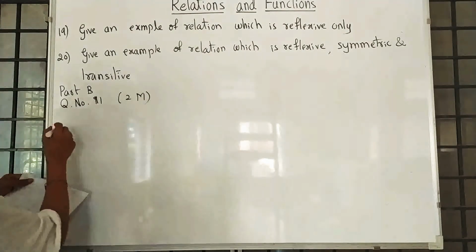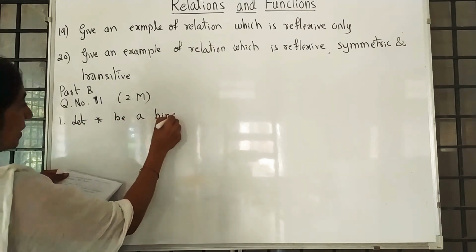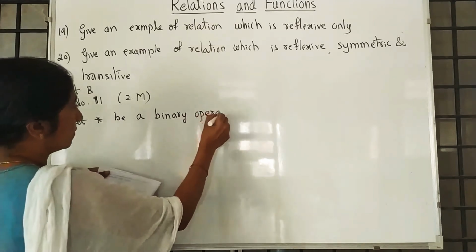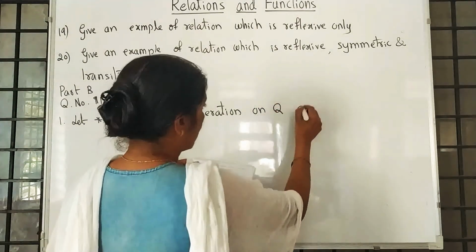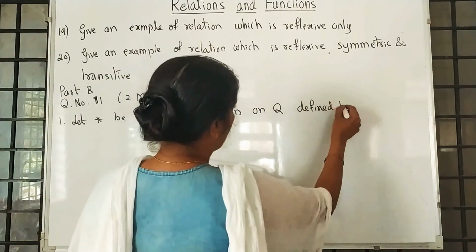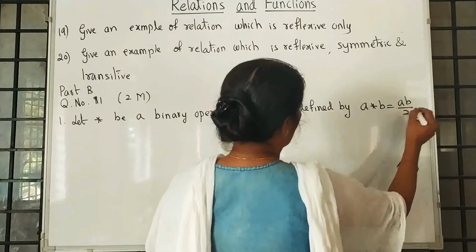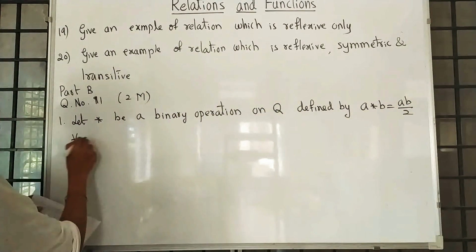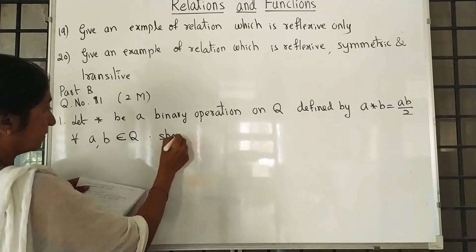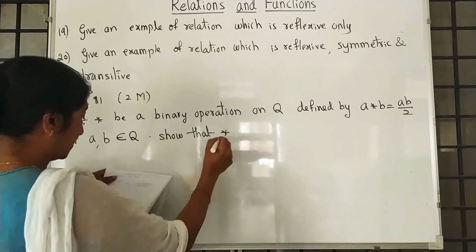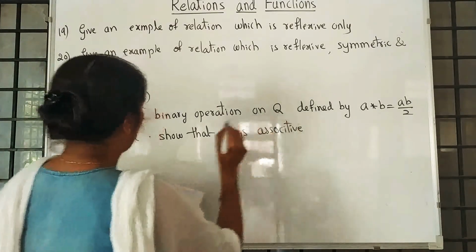First question. Let star be a binary operation on Q defined by a star b is equal to ab upon 2 for all a, b belongs to Q. Show that star is associative.